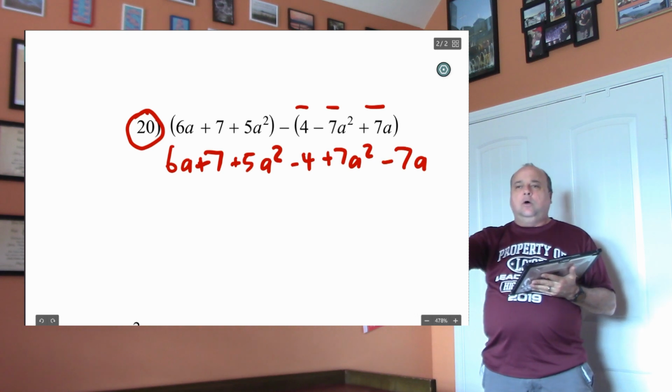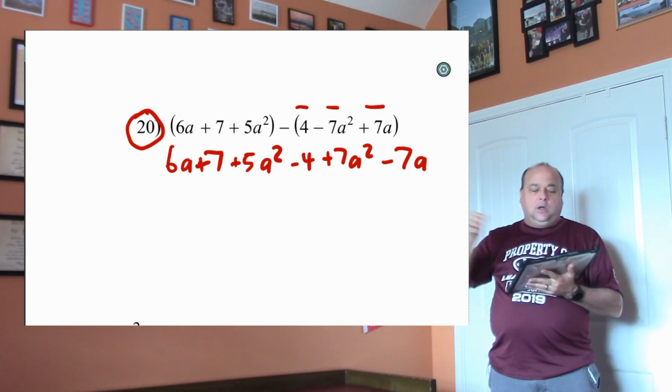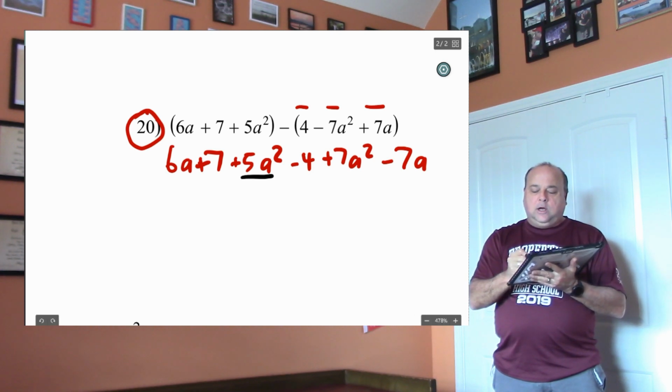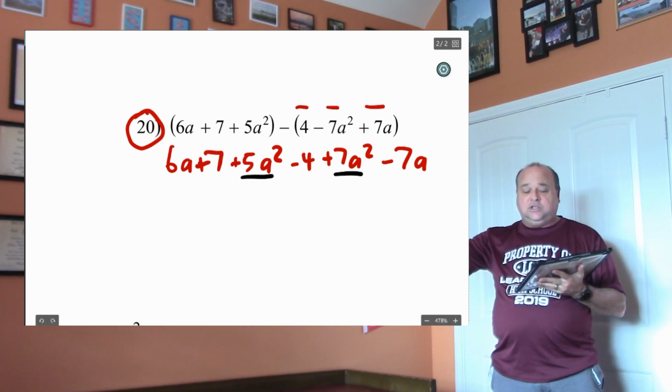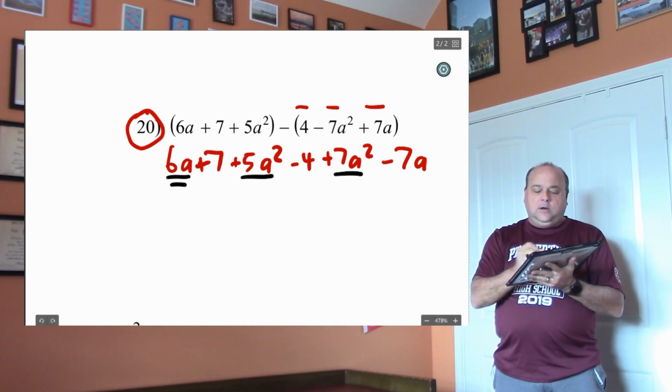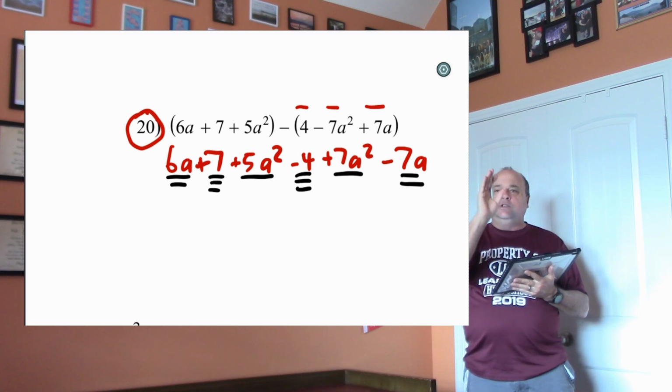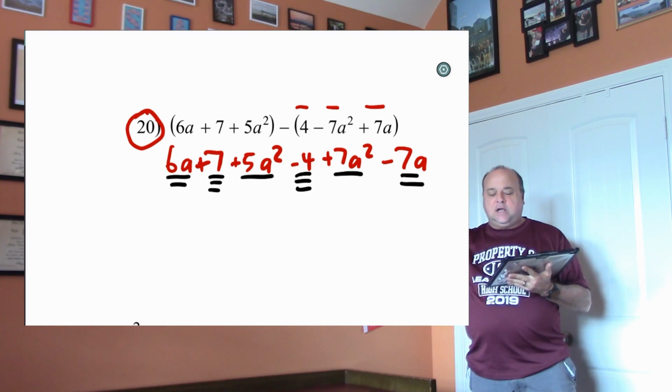Now then I'm going to single underline, double underline, triple underline. That tells me the order I'm going to put these in. So I'm going to single underline the a squares, that's the largest exponent, double underline the a's, and I'm going to triple underline my constants. Okay, so I'm going to put these in order from the largest exponent to the constant.